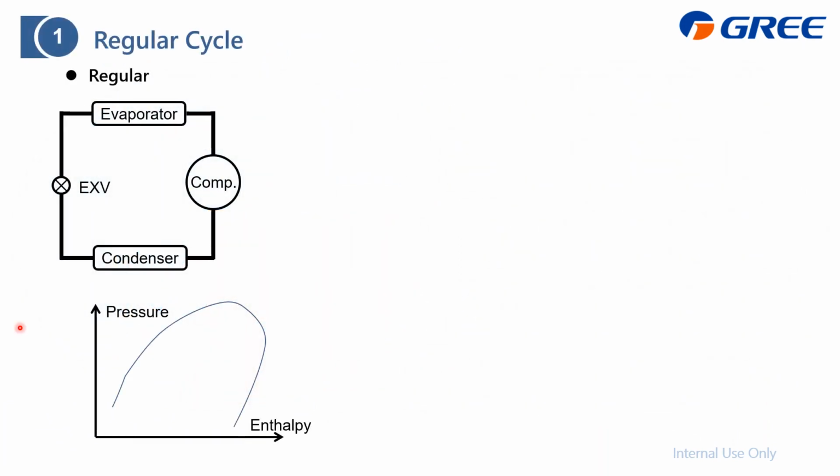This is the basic of basic, which is this cycle including 4 components: the compressor, condenser, metering device like the electronic expansion valve, here short for EXV, and the evaporator. And below is the local pressure and enthalpy diagram.